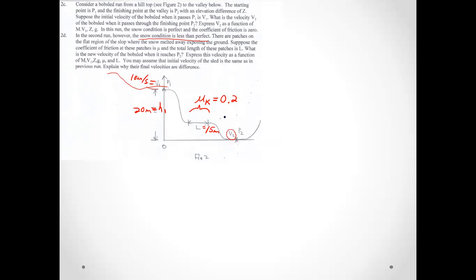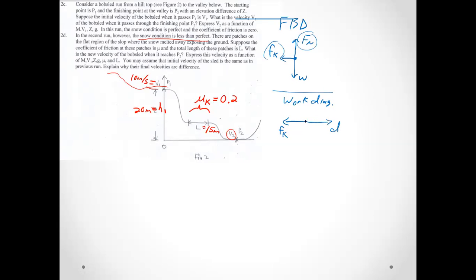Okay, so in our analysis, everything's going to be the same for all the other parts, but now this part is different. So let's draw a free body diagram for that part. Normal force is there, weight is there, but now we have kinetic friction. And we circle the non-conservative forces. We've already talked about how the normal force is perpendicular to the displacement, but let's draw a work diagram for the friction force. Step one for drawing a work diagram, draw the force. Step two, draw the displacement, making sure they're tail to tail.